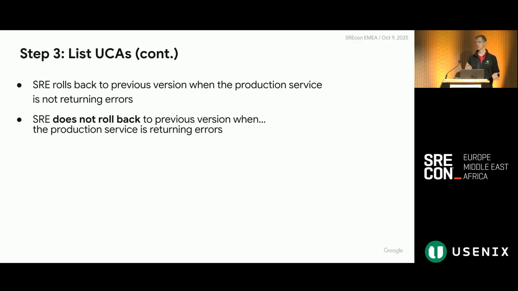All right, so again, we just did a really simple one, an inversion. It's unsafe to not roll back to the previous version when the production service is returning errors. And you know that that's correlated to the rollback that just happened.